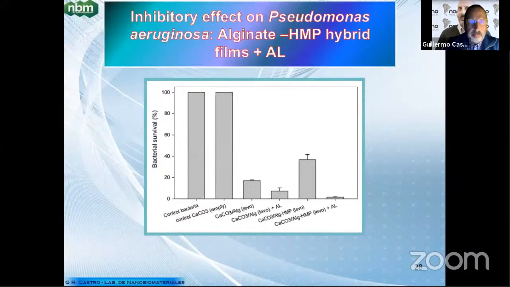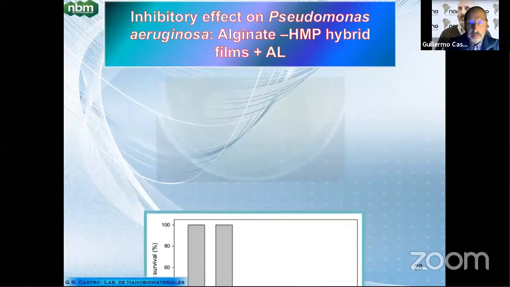So when you use a system containing calcium carbonate, which is a hybrid system, and we add alginate and ciprofloxacin plus alginate lyase, as you can see, control bacteria, this is bacterial survival. You can see the effect in the presence of alginate lyase. So the survival is very, very low. It's about 2%, in just 6 hours.